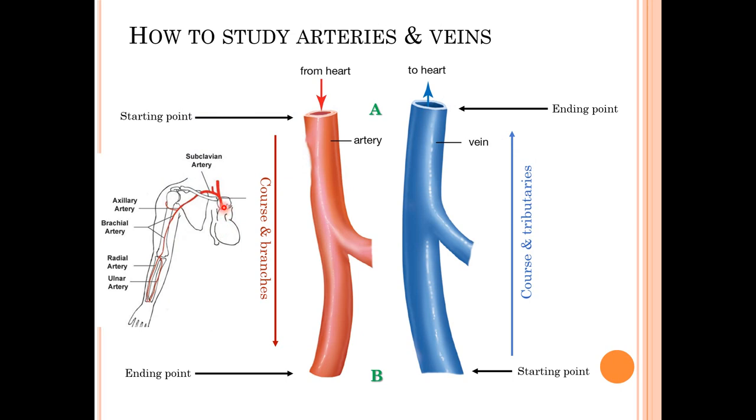The beginning of the artery is from the heart and it spreads throughout the body. The beginning of the vein, on the contrary, is from the tissue and it goes back to the heart. For descriptive reasons, to make it easy for us to study arteries and veins, we take this long tube and we divide it into sections.